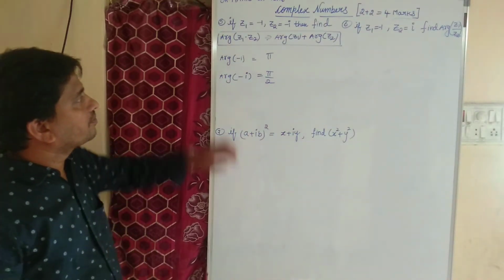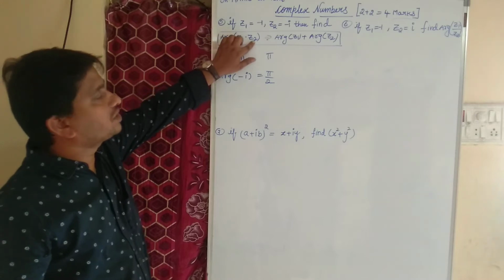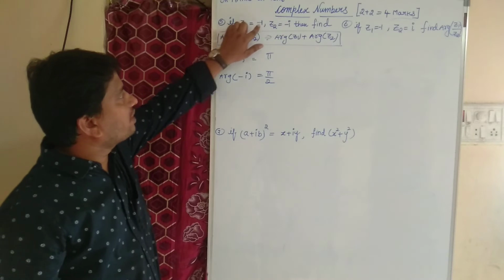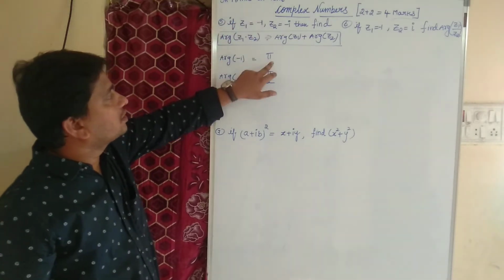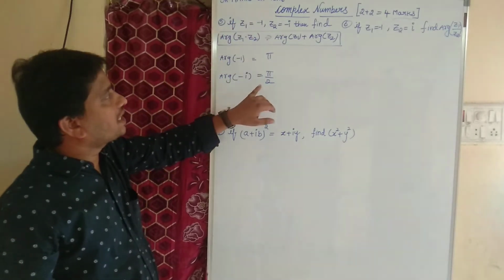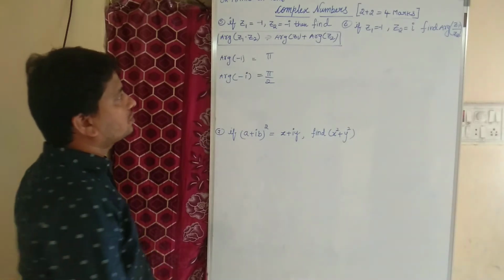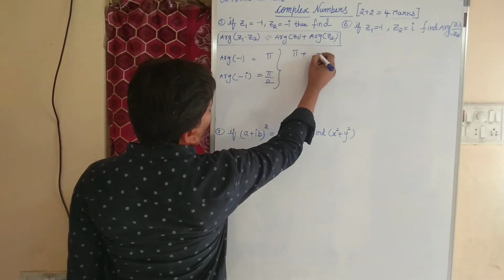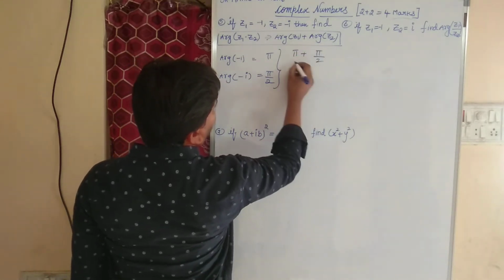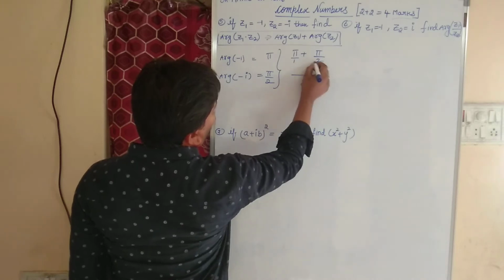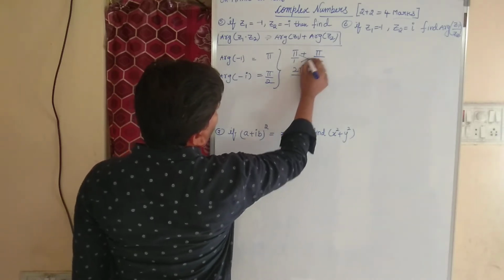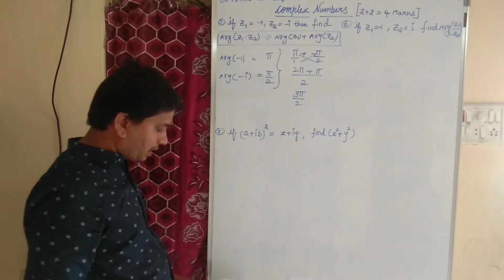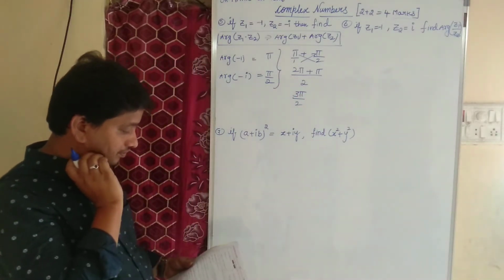Children, are you understanding? They are asking to find arg of z1 into z2, which is equal to arg of z1 plus arg of z2. Given z1 value minus 1, what is arg of minus 1? Pi. What is arg of minus i? Which is equal to minus pi by 2. So what to do? We have to add this. So arg of z1 is pi and arg of z2 is minus pi by 2.